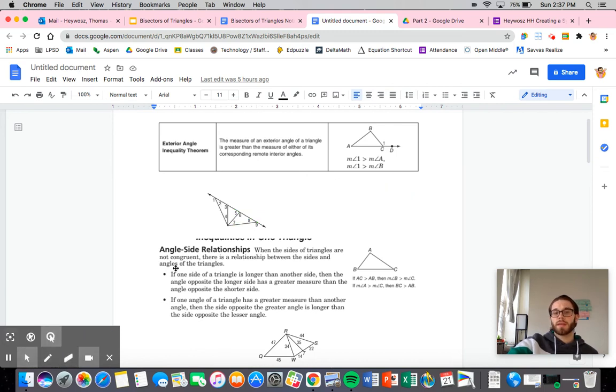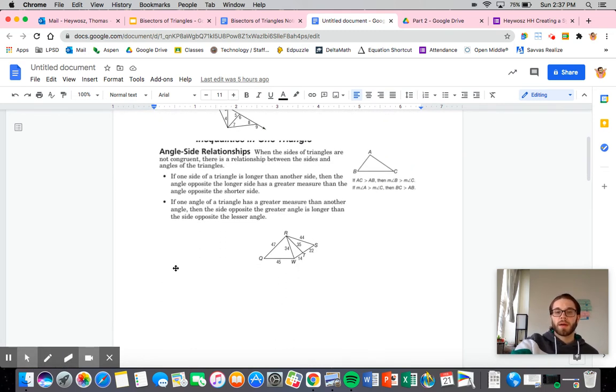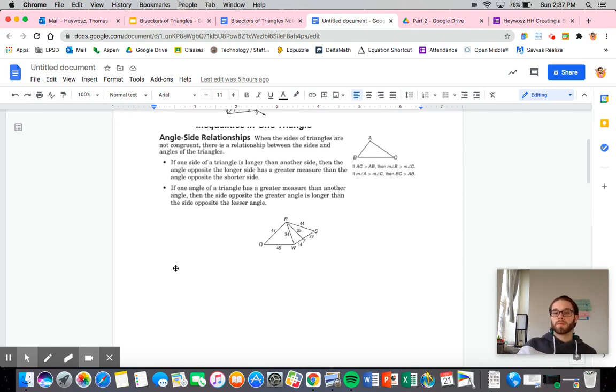Now, the other thing, and the thing that we probably care a little bit more about with this particular sequence of events, is the angle-side relationships, which just state that if we have the sides of a triangle that are not congruent, there is a relationship between the angles and the sides. And it says the following. If one side of a triangle is longer than another side, then the angle opposite the longer side has a greater measure than the angle opposite the shorter side.